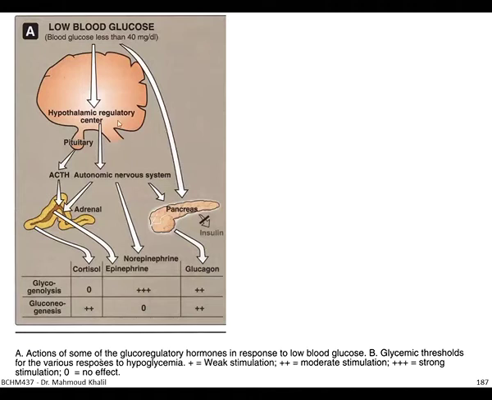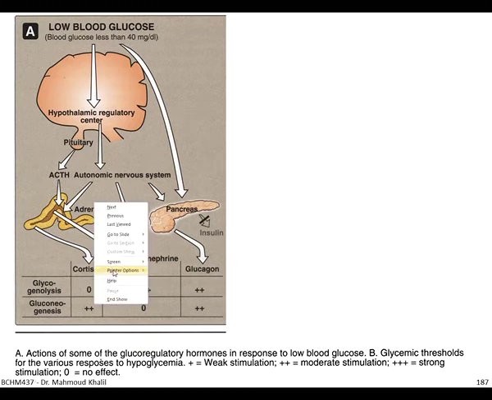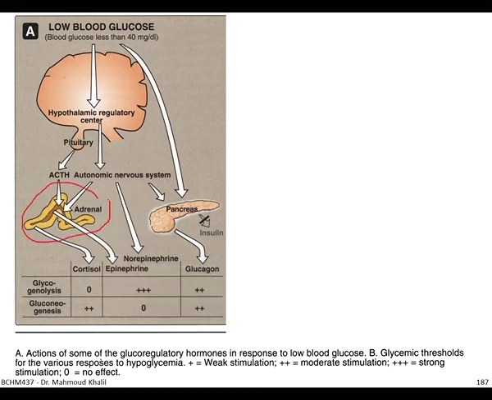So you can see here the low blood sugar level, which reaches around 40 milligram per deciliter in blood. This mainly will affect the hypothalamic regulatory center, which will affect the pituitary gland, leading to the secretion of ACTH, that will affect the adrenal gland, causing the release of cortisol and epinephrine, as well as norepinephrine.